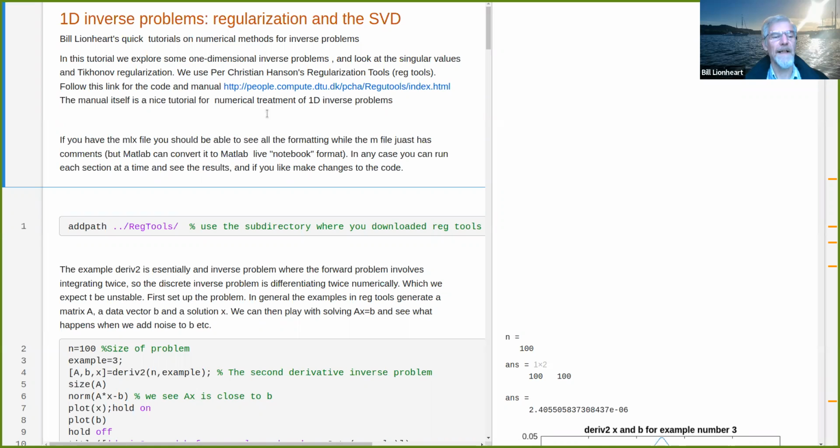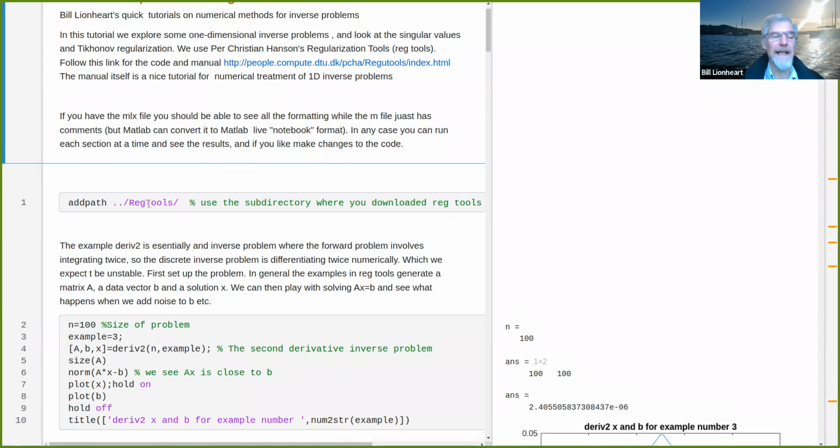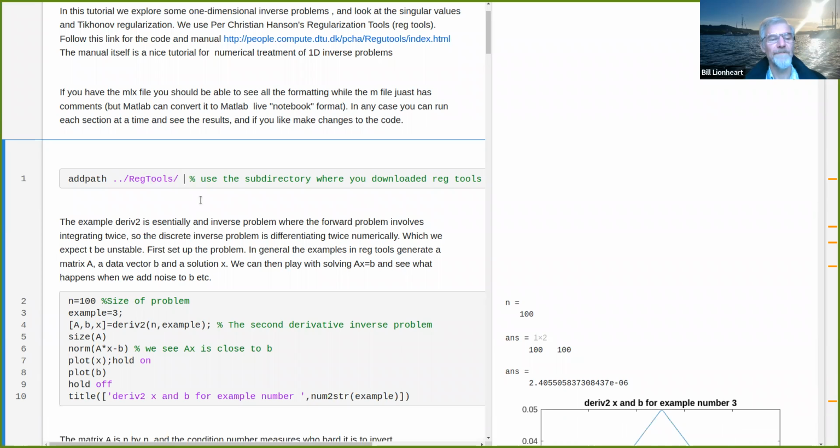This is a MATLAB live view kind of notebook format. If you read it as an M file, you can convert it to MATLAB Live. If you've got a PDF, I guess you can still just copy the code into your MATLAB command line. You now need to download regularization tools and add it to your path somewhere. So replace this by wherever you've put it. I'm on a Linux system, so the slashes are forward slashes.